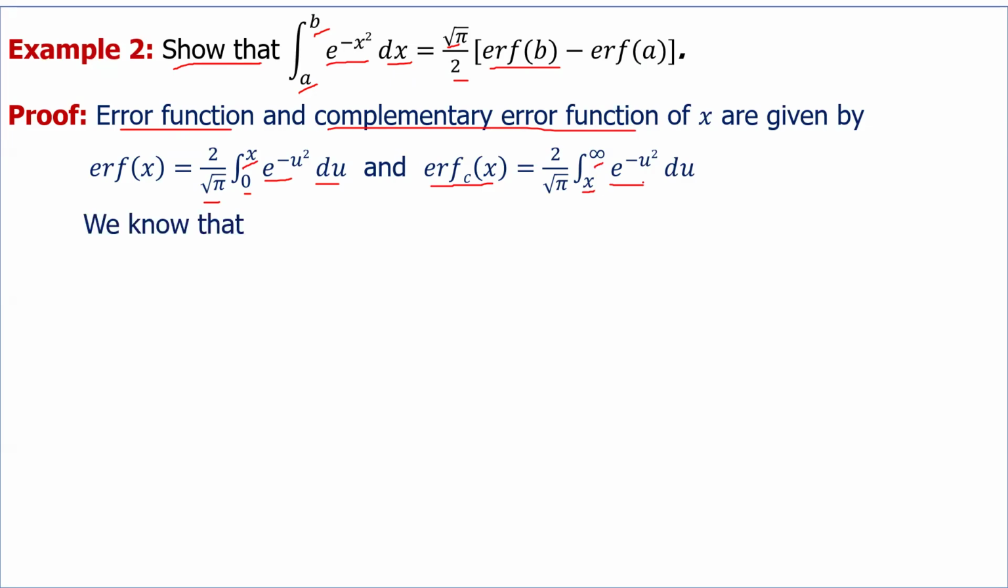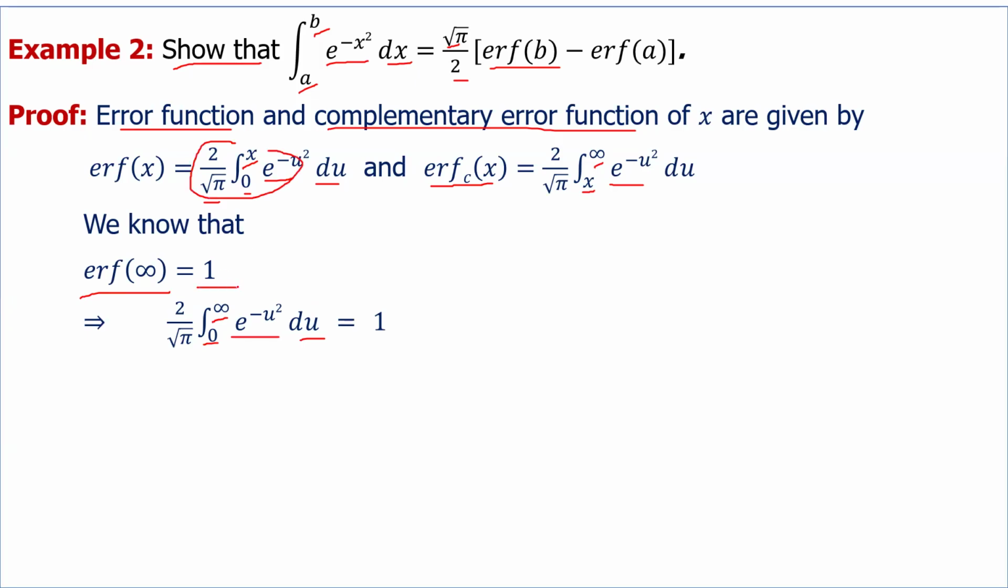Now we know that error function of infinity is equal to 1. We have already proved it. It is a property of the error function. So let us write down error function of infinity. It can be written as 2 upon root pi, integration under the limit 0 to infinity of e to the power minus u square du, as per the definition of the error function, and which is given by 1.